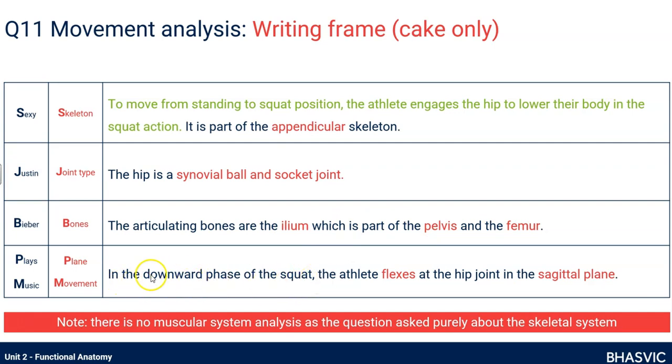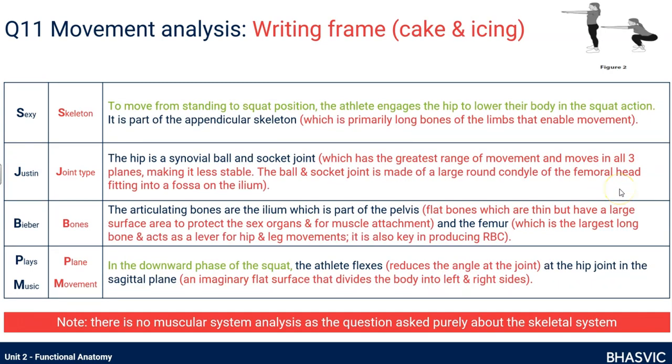In the downward phase of the squat, I should have put that in green really because it refers to the question. The athlete flexes at the hip joint in the sagittal plane, or the hip flexes in the sagittal plane. So that's the movement and the plane. So that's your basic cake minimum ingredients content answer. What I'd like to do now is show you how you can build on that and add sprinklings of icing throughout your analysis and show off what you know. So let's have a look. Here is a cake and icing hip analysis paragraph. So exactly the same content, just be aware I've put the cake in blue and my icing is in red.